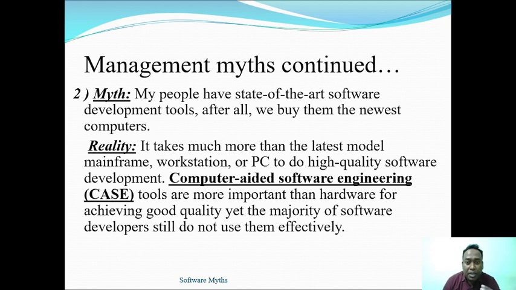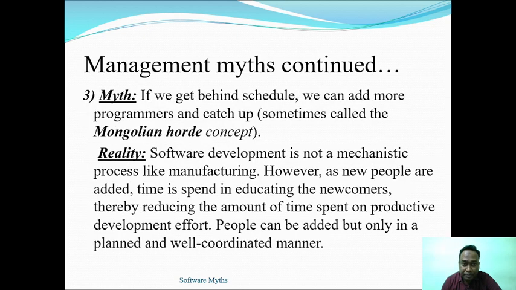The myth is that people have the state-of-the-art software development tools, after all, we buy them the newest computers. Reality: it takes more than a PC, and high quality software development is more important than hardware for achieving good quality. Yet the majority of software developers still do not work efficiently. The second point of the management myth continues: the reality is that software development is not a mechanistic process, and people cannot be added late in a well coordinated manner.